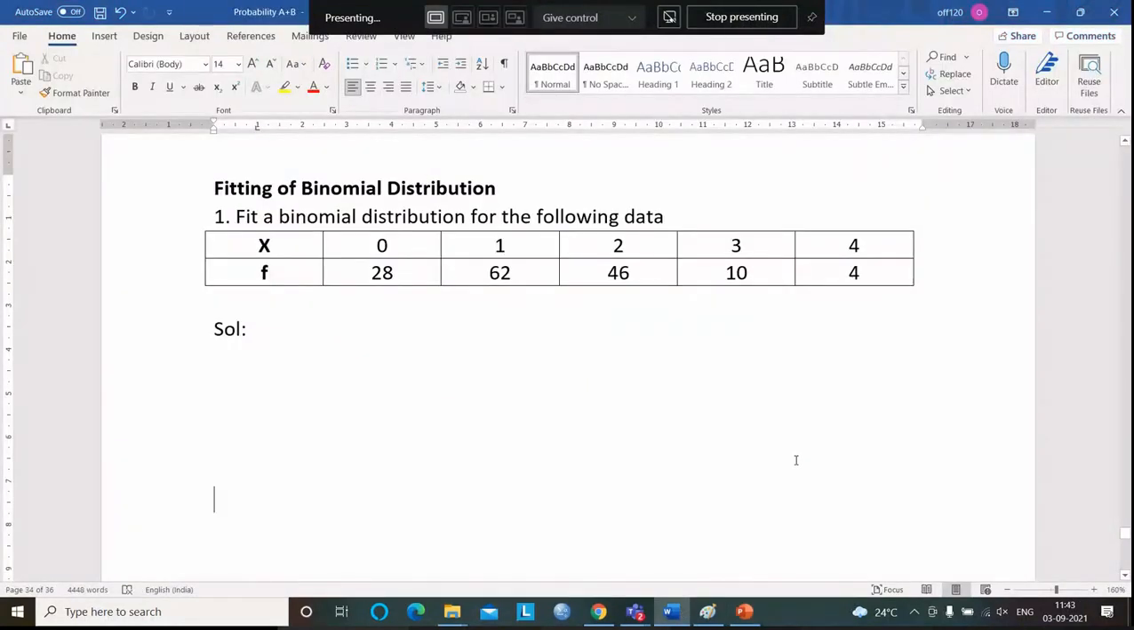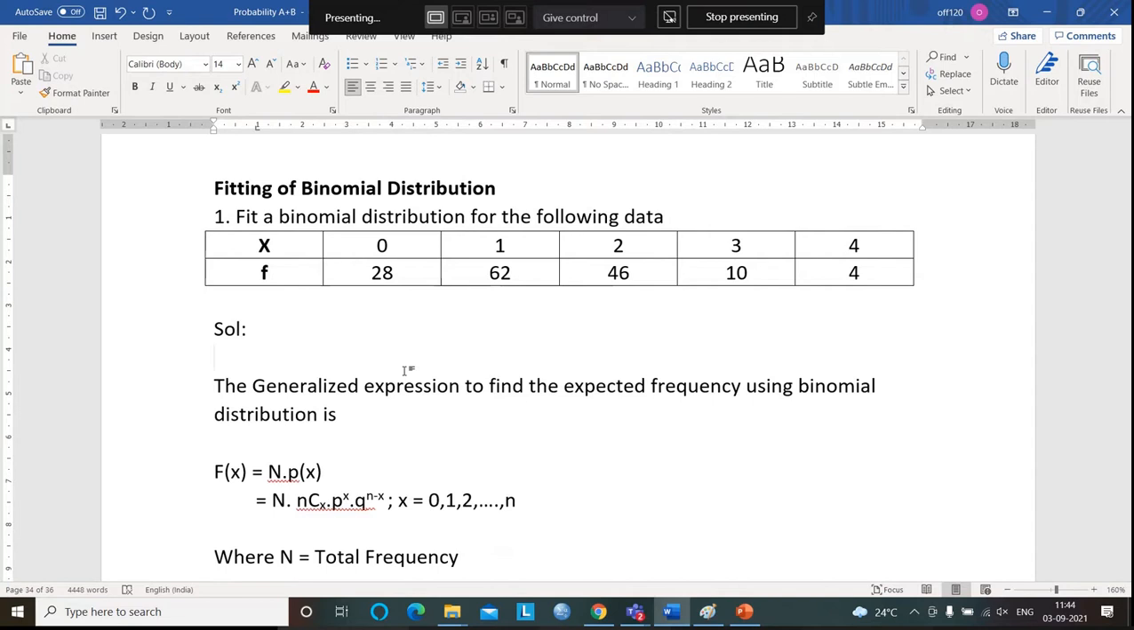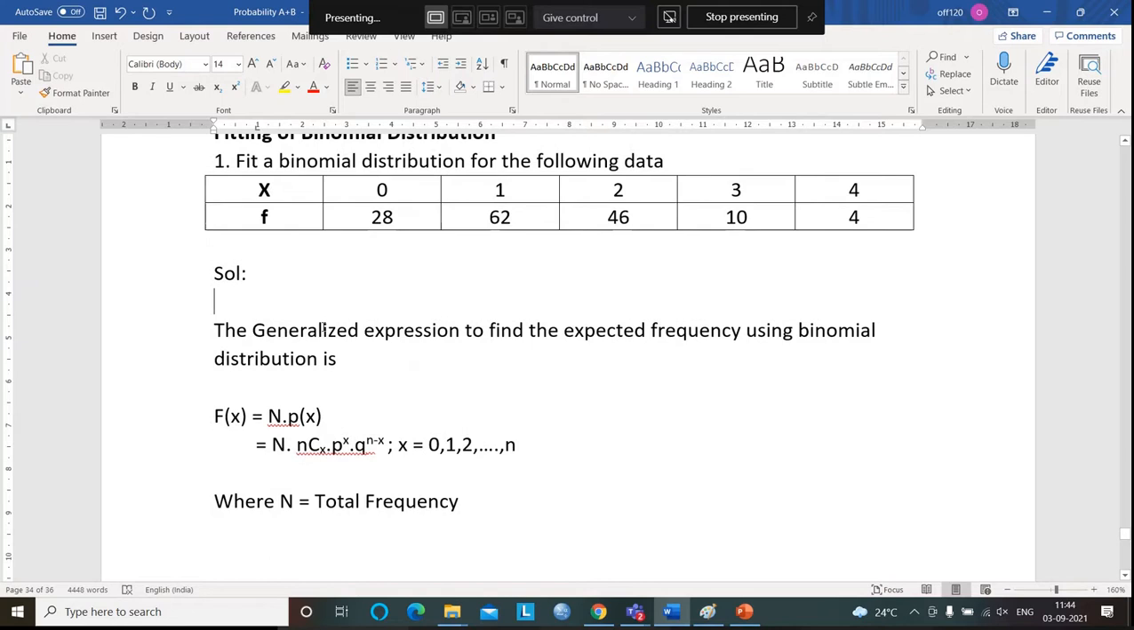What do you mean by fitting of binomial distribution exactly? We have to verify whether this problem is closely related to the binomial distribution or any other distribution. Let us find it out. Now, how to find out this fit? Actually, there is some formula to find out whether this is a perfect fit for binomial distribution or not. Now, what is that? Actually, the generalized expression to find out expected.